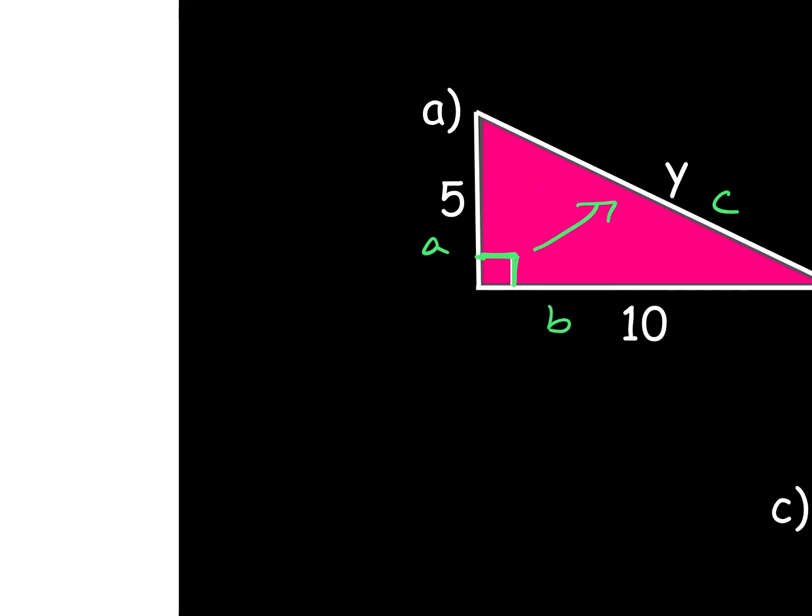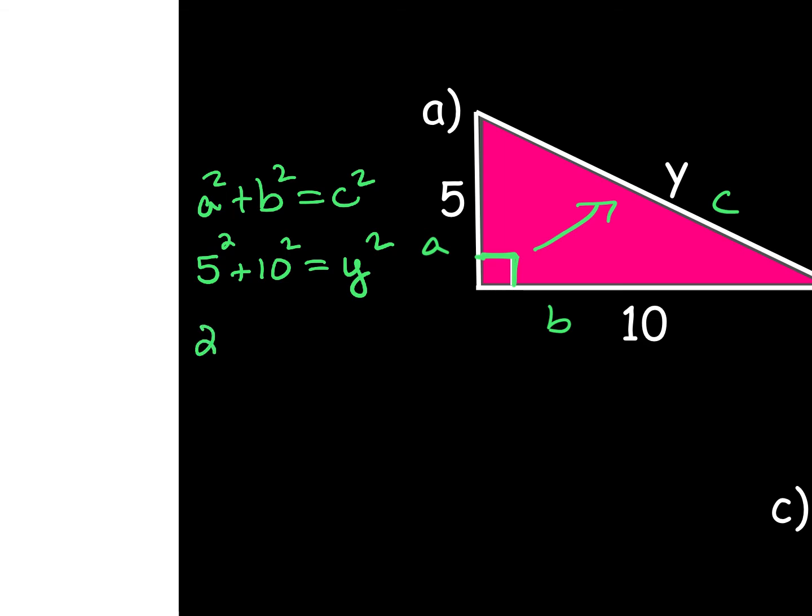So let me go ahead, and again, the formula I'm using is a squared plus b squared equals c squared. So I've decided to let the 5 be my A. I could have also said the 10 was my A. Again, the A and the B could be switched. So 5 squared plus 10 squared, and then my C is the Y. And now I'm going to square. I can't add 10 and 15. I have to square them first. Then I add them.